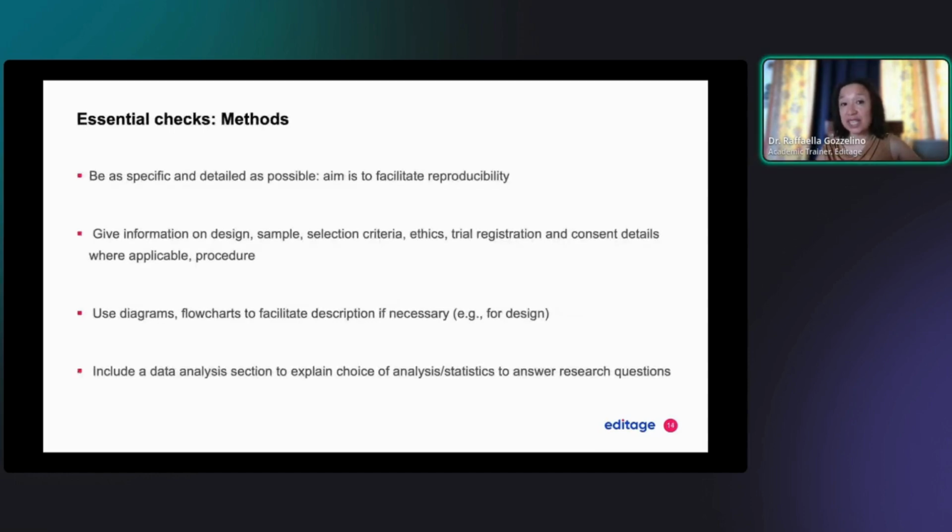There are essential checks for this section: to be as specific and detailed as possible to facilitate reproducibility; to give information on design, samples, selection criteria, ethics, trial registration, consent detail where applicable, and procedures as well; to use diagrams or flowcharts to facilitate the description of the procedure if necessary, for instance, for design; and to include also a data analysis section to explain the choice of the statistical test or the analysis test that you are using to draft the conclusion of your manuscript.